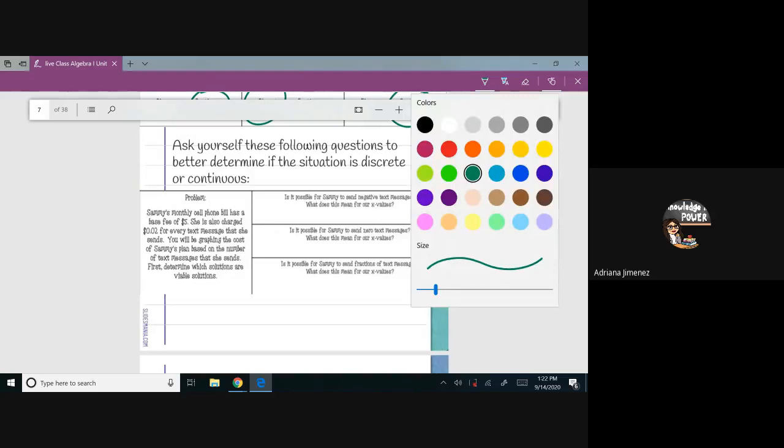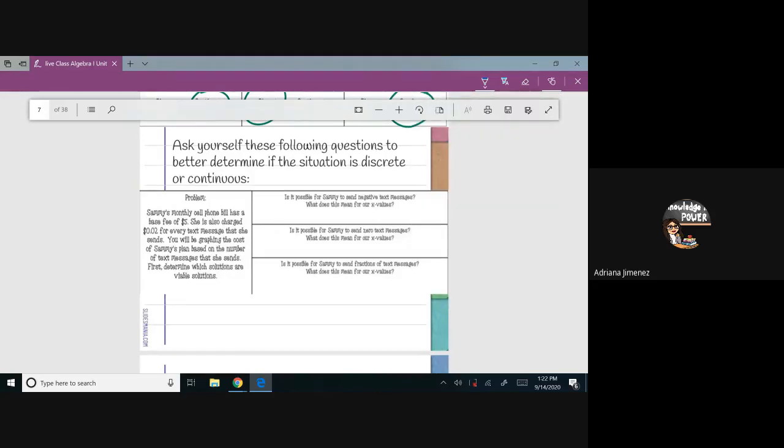Different word problems now. Tammy's monthly cell phone bill has a base fee of $5. She is charged 2 cents for every text message that she sends. I know that for you guys, this doesn't even make sense because you guys have unlimited text messaging, unlimited data. But hey, when I was in high school, this actually happened. Okay? They would give you a certain number of text messages. If you went over, they charged your parents for every text that you went over.